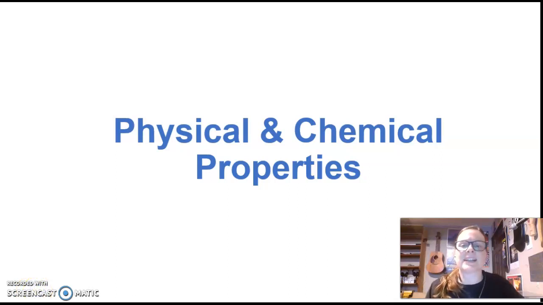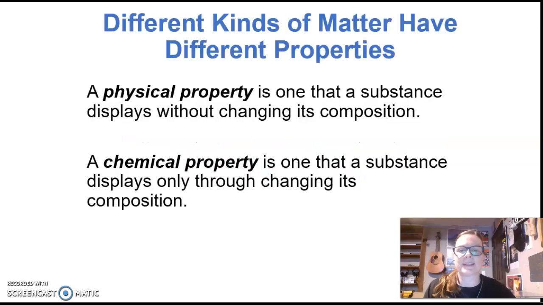Today we are going to be discussing physical and chemical properties. Different kinds of matter have different properties. A physical property is one that a substance displays without changing its composition. So it's just a change of phase, solid to liquid, liquid to gas. A chemical property is one that the substance displays through changing its chemical composition.